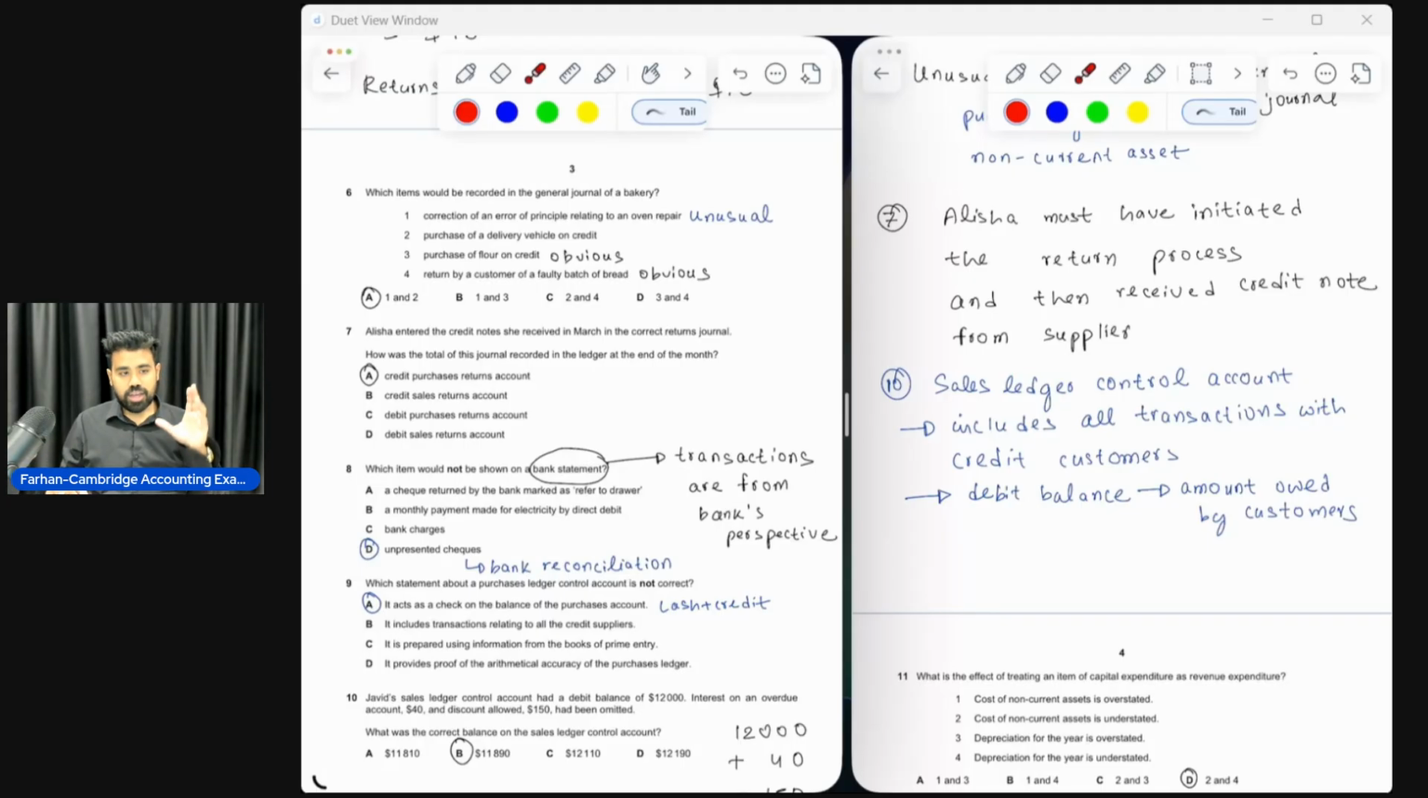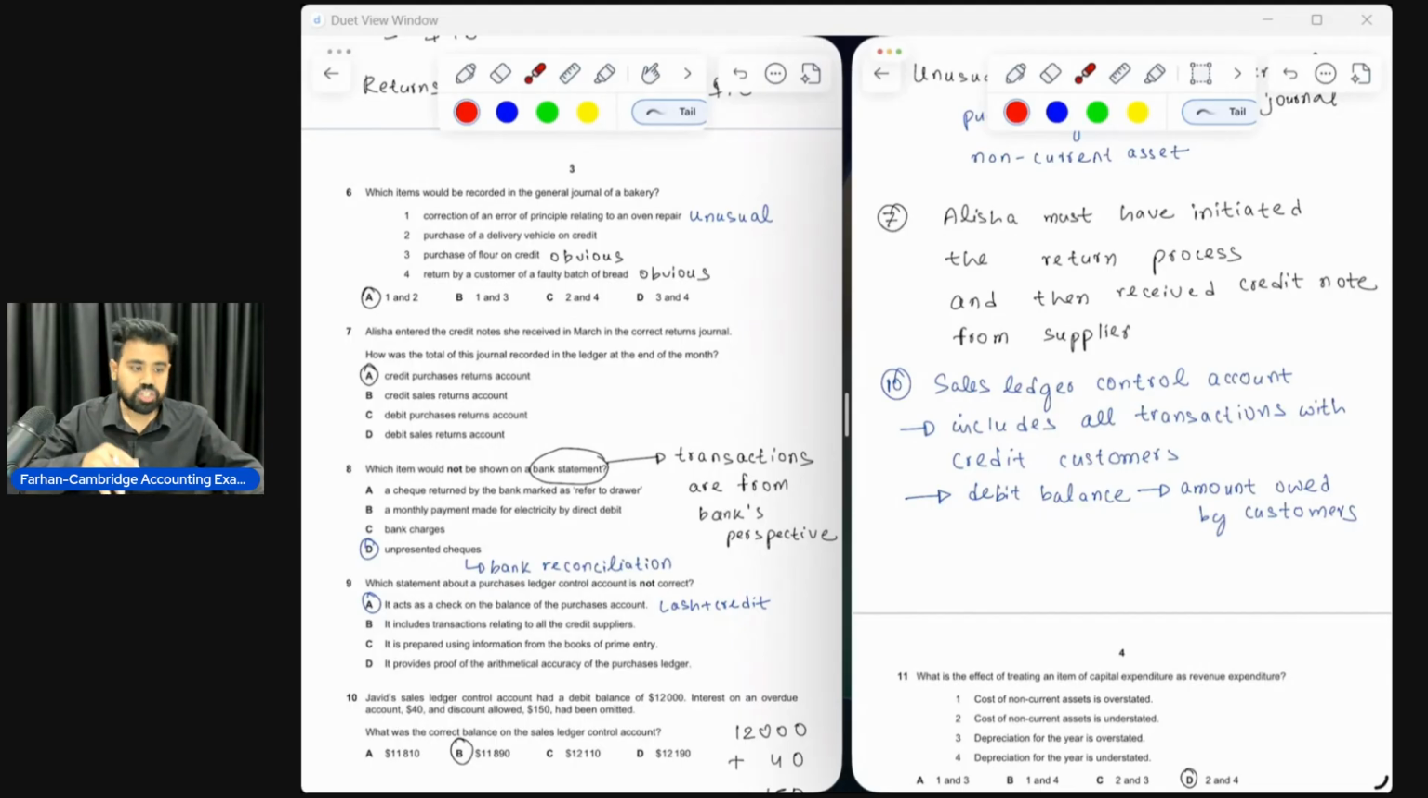All right. Alicia must have initiated the return process for any items that she bought in the past from the supplier, right? And now she must have initiated the return process by calling the supplier and telling them that she is sending some of the items which she has bought previously, okay? So when the supplier gets the confirmation from Alicia, the supplier issues a credit note to confirm that the returns have been processed, all right?